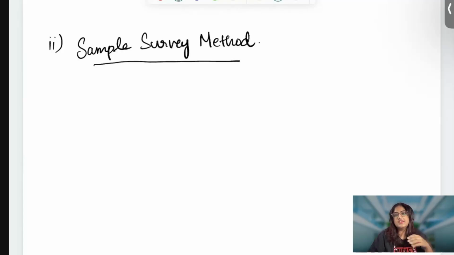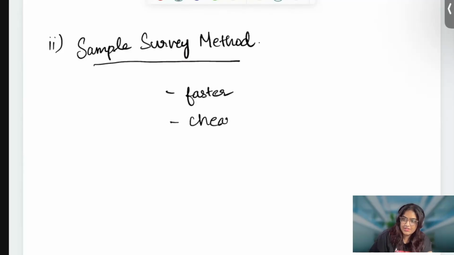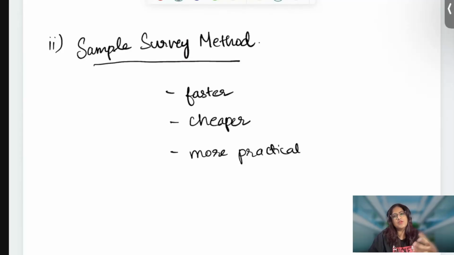In this method, instead of surveying everyone, we select a small representative of the buyers. We then use these responses to estimate the total demand. Here the advantages are that it is faster, it is cheaper than the complete enumeration method, and it is more practical. Rather than going to each and every one of your potential customers, it is more practical to choose a sample of the target consumers, right?